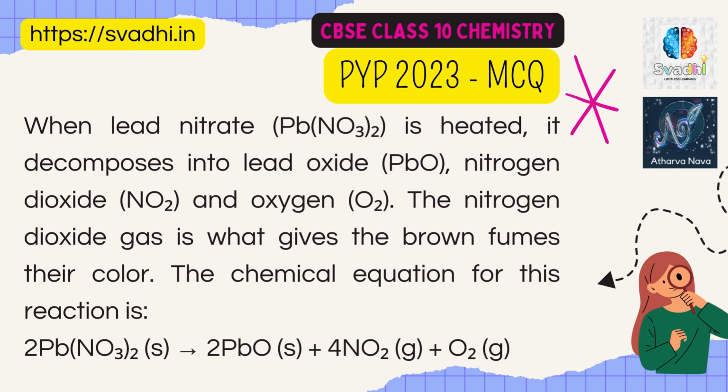The chemical equation for this reaction is 2Pb(NO3)2 (s) → 2PbO (s) + 4NO2 (g) + O2 (g).